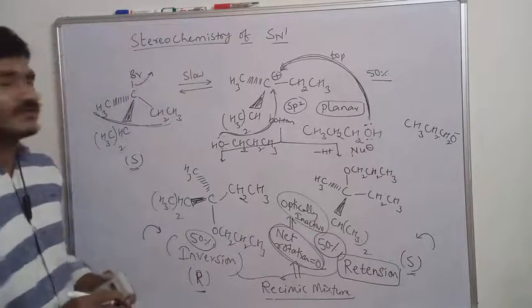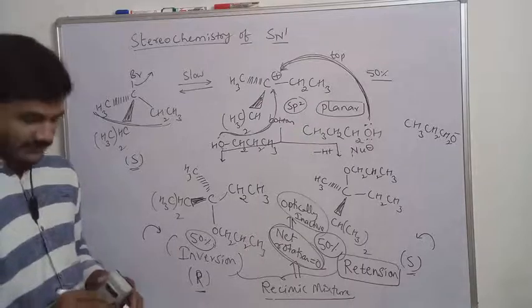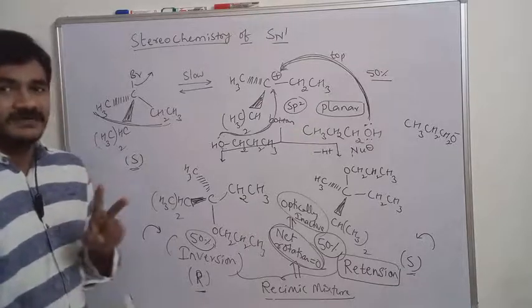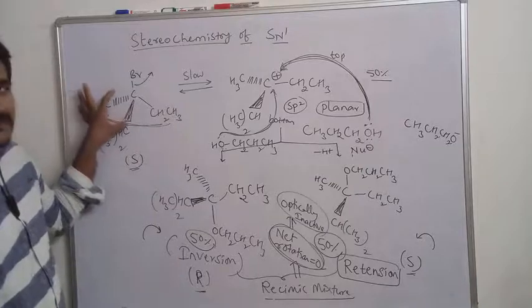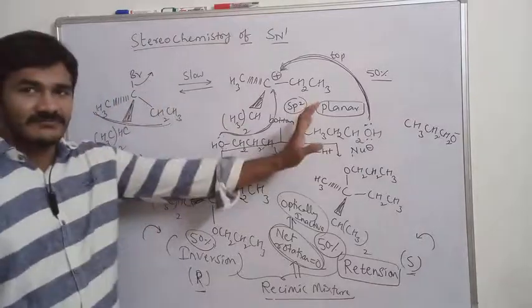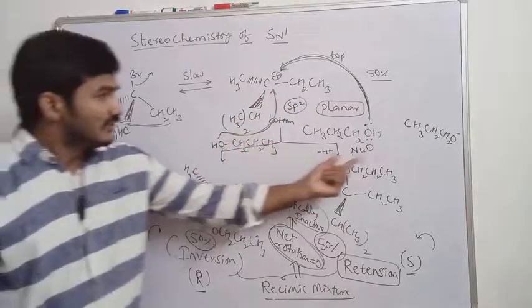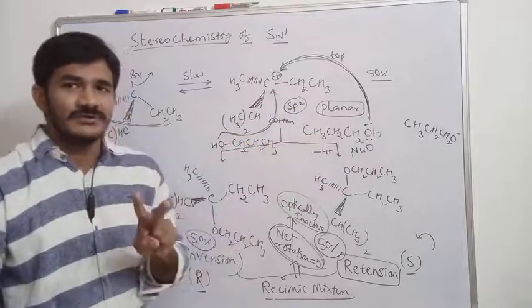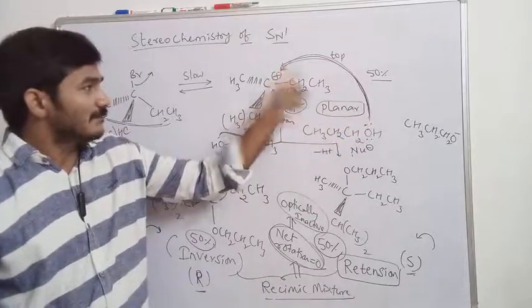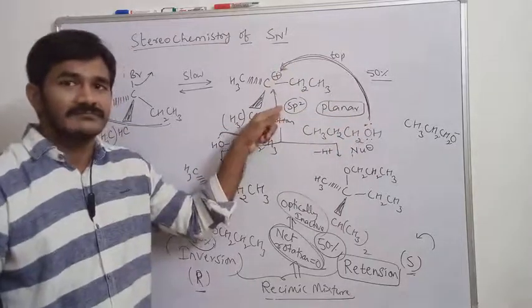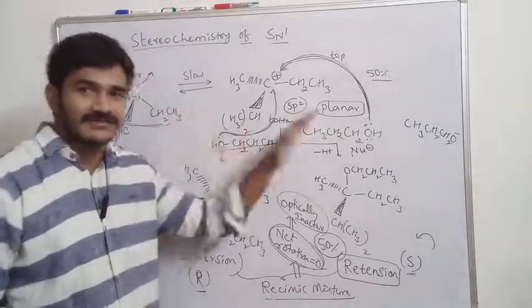So this is the stereochemistry of the SN1 reaction. You have to understand two important points. In the stereochemistry of SN1, the mechanism will be the same, formation of carbocation. After formation of the carbocation, the nucleophile has two possibilities. It attacks from the top and bottom, or front side and back side.